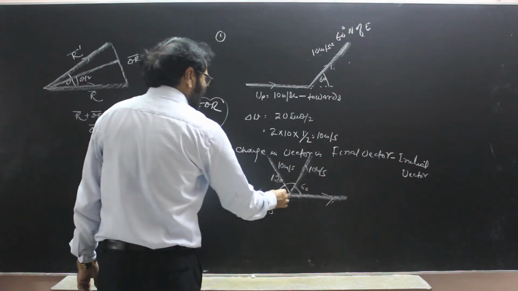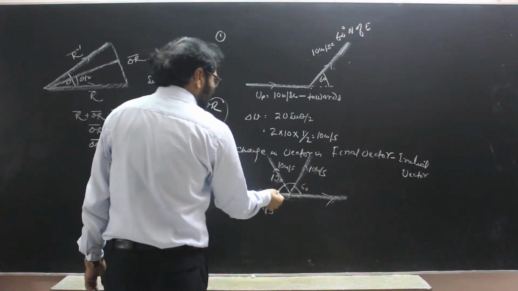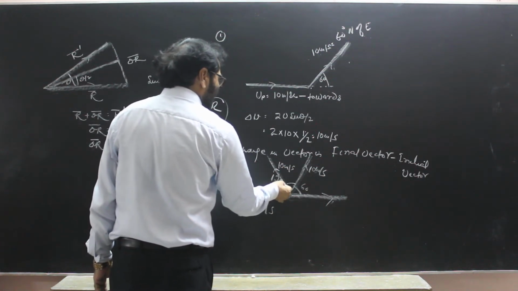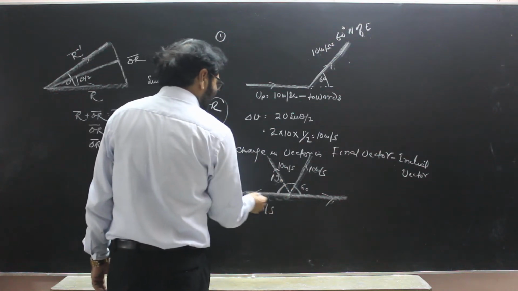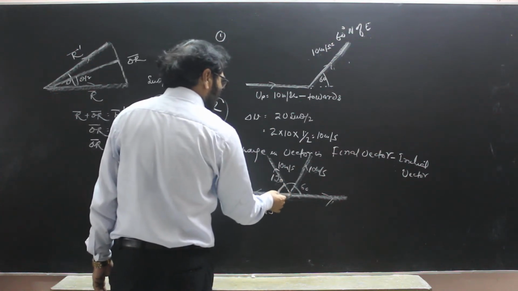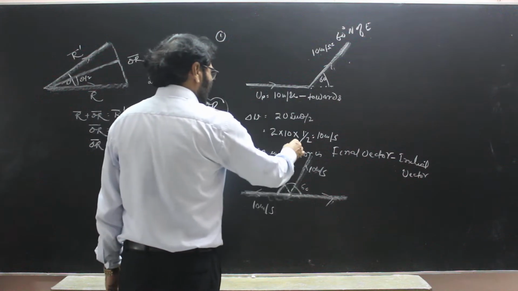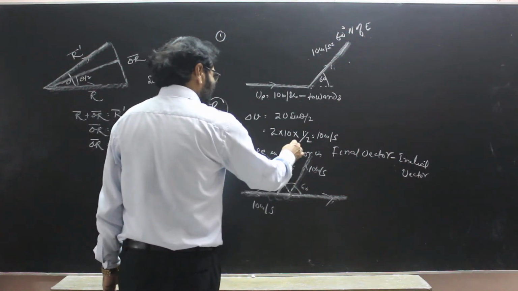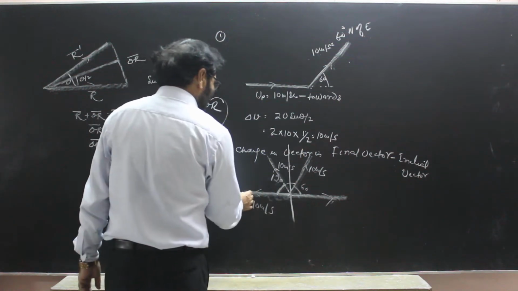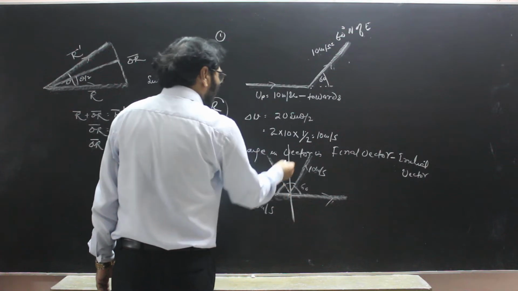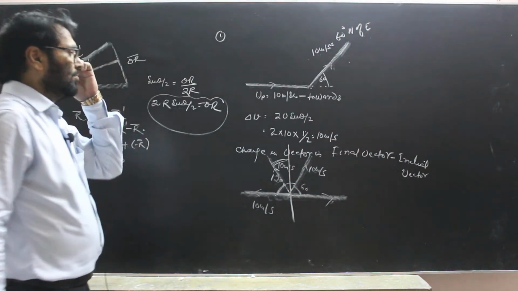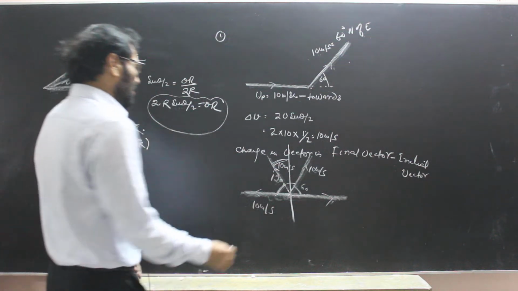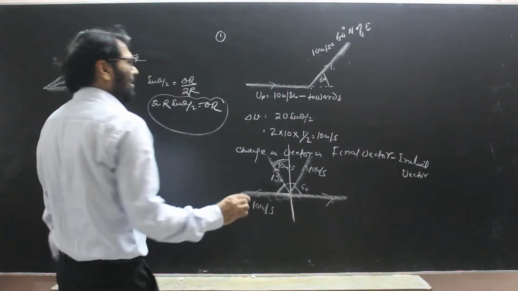And bisect means it is 60 degree north of west. This is north and this is west. So 60 degree north of west, or 30 degree west of north. So both magnitude and direction has been calculated.